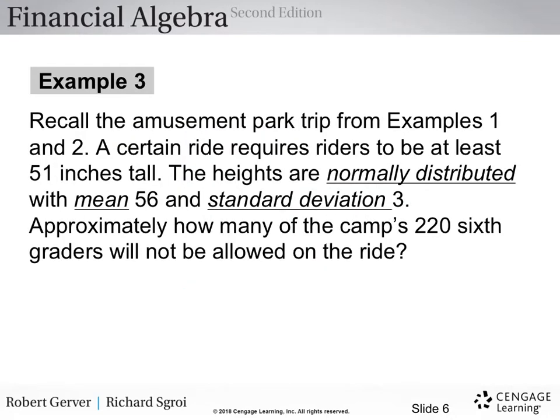All right, let's look at example 3. We're still going to be using the data from example 1 and 2, okay? And it says, a certain ride requires riders to be at least 51 inches tall, okay? So that's the minimum height that they can be. The heights are normally distributed, okay? That means they're using a normal curve, okay? That's whenever you say normally distributed, with a mean of 56, all right? And a standard deviation of 3. Approximately how many of the camp's 220 sixth graders will not be allowed on the ride? In other words, what we're asking is, how many of the sixth graders are less than 51 inches tall?